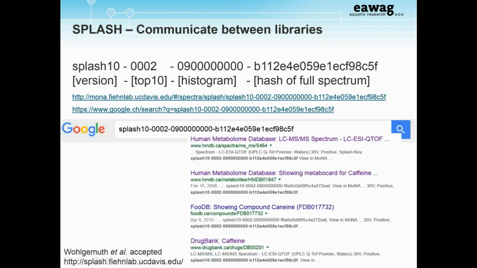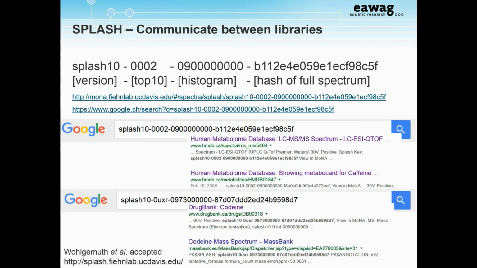So what you can see here is, for instance, if we type exactly this SPLASH code into Google, you can see this record turns up in all of the resources from David Wishart. So we've got the Human Metabolome Database, FooDB and DrugBank, all containing exactly the same spectrum. If we try another one, codeine, you can see, for instance, this one is in DrugBank and it's also in MassBank.